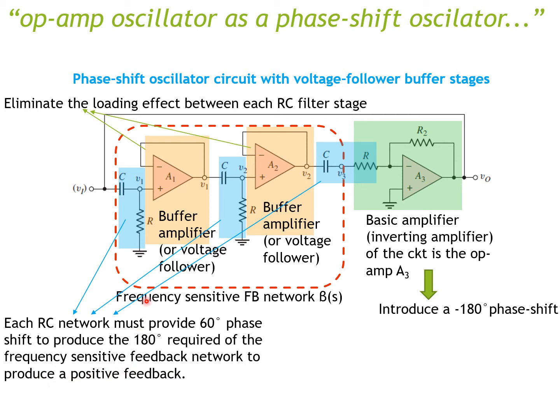Just a food for thought: in this configuration we have three RC networks. What happens if we have four RC networks? What number will we have here?